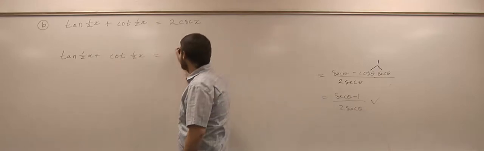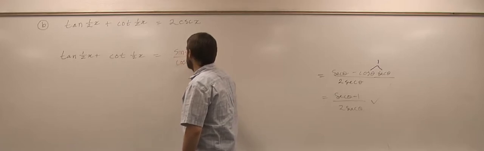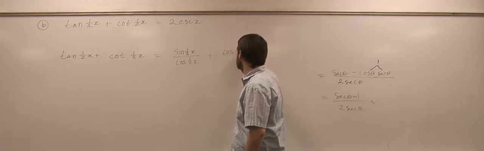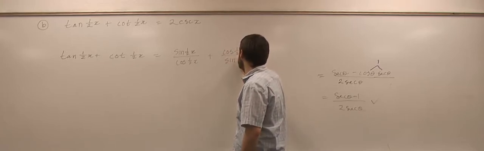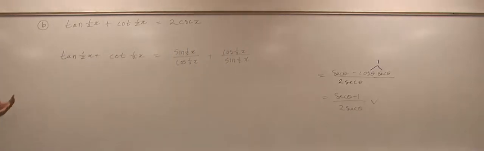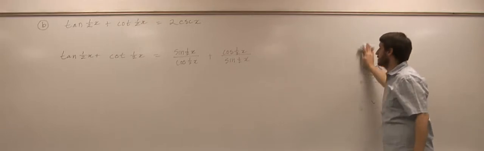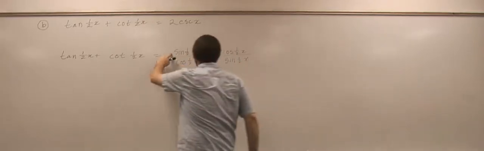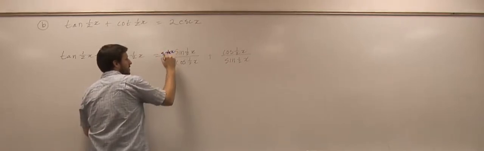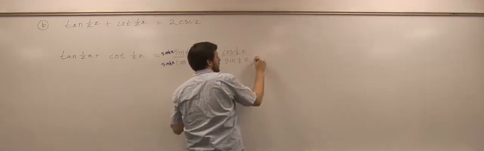So tangent 1/2 x is going to be sine 1/2 x over cosine 1/2 x. Cotangent is going to be the reciprocal, cosine 1/2 x over sine 1/2 x. And then how would I combine these into one fraction in hopes to get two cosecants? Common denominator. So this guy on the left needs sine, right? So I put in a sine 1/2 x. Sine 1/2 x. This guy on the right needs cosine.